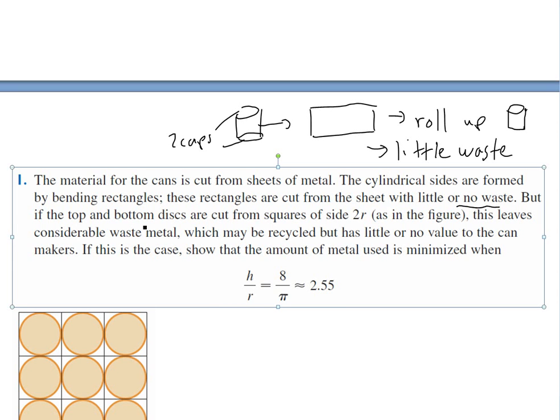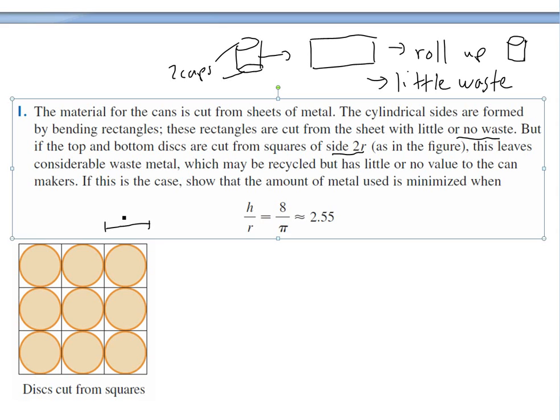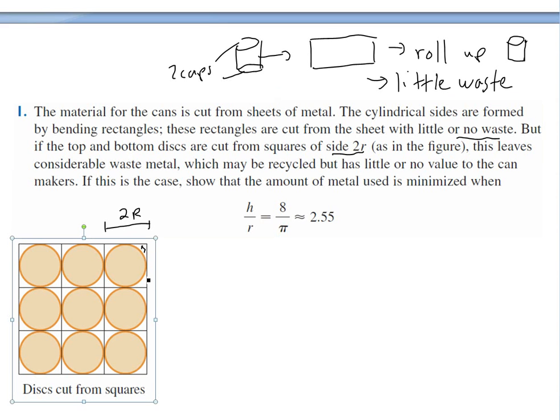But if the top and bottom discs are cut out from squares, because you still have to make these circular caps on the top and bottom, but you have to cut them out of sheets of metal. This could be how it's done in manufacturing. But if the top and bottom discs are cut from squares of sides 2r, as in the figure, in this figure the length is 2r. Just write that down. This leaves considerable waste, because you're going to have this stuff that's not going to be used. All this stuff here is just waste, which may be recycled but has little or no value to the can makers, because for the guys making the can, it doesn't really help.